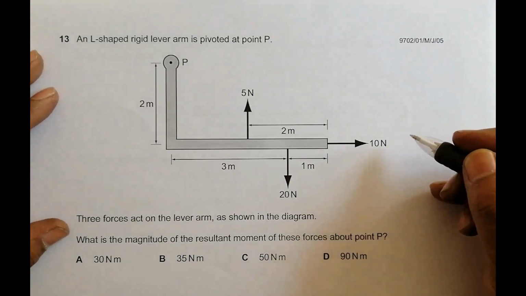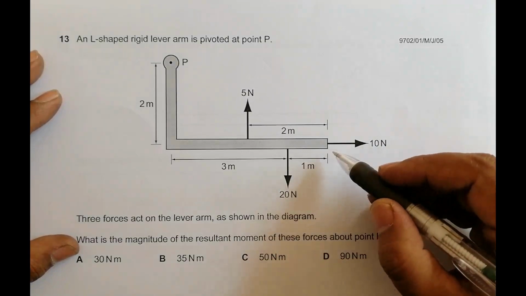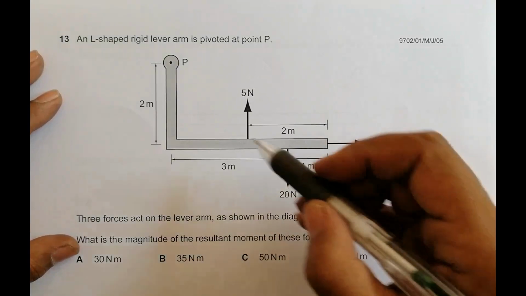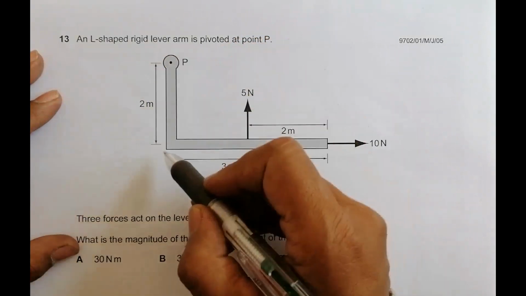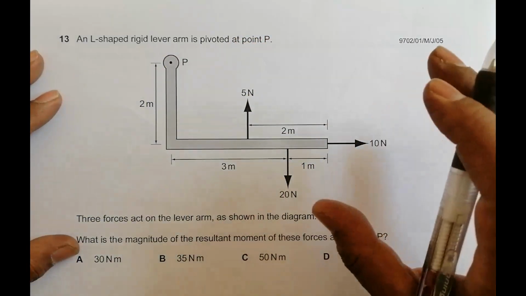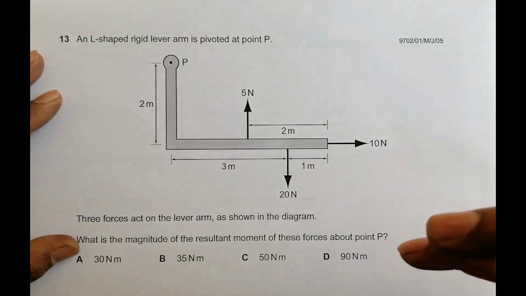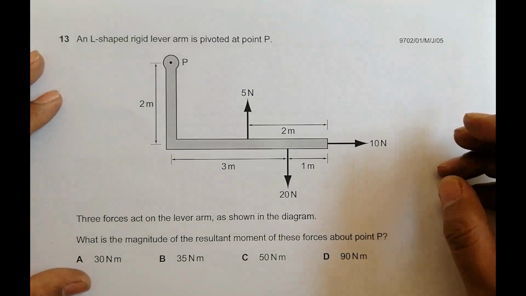One thing that I can remind all the viewers is that this thing represents the arm of a person. This is the shoulder, this is the elbow, and this is the palm or wrist area. So it's about multiple forces acting on the arm. You can just make a visualization there. So I have to find the resultant moment.